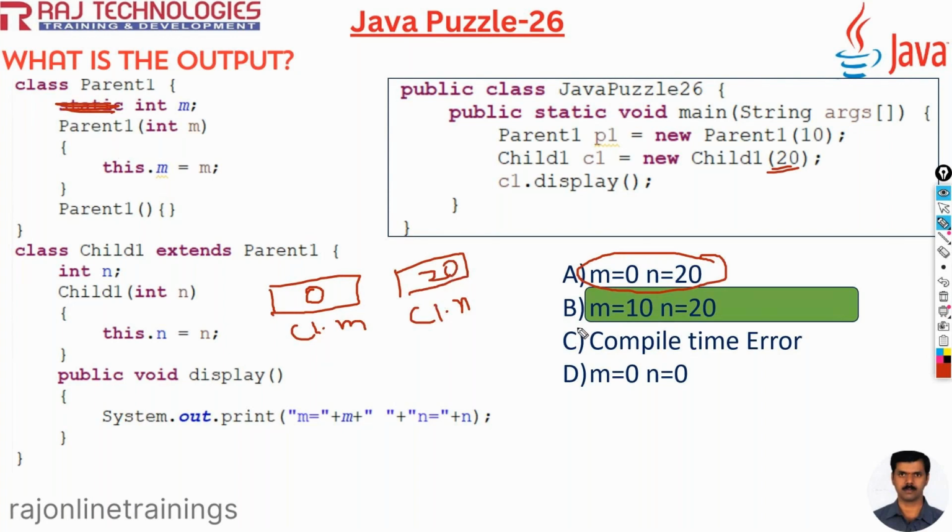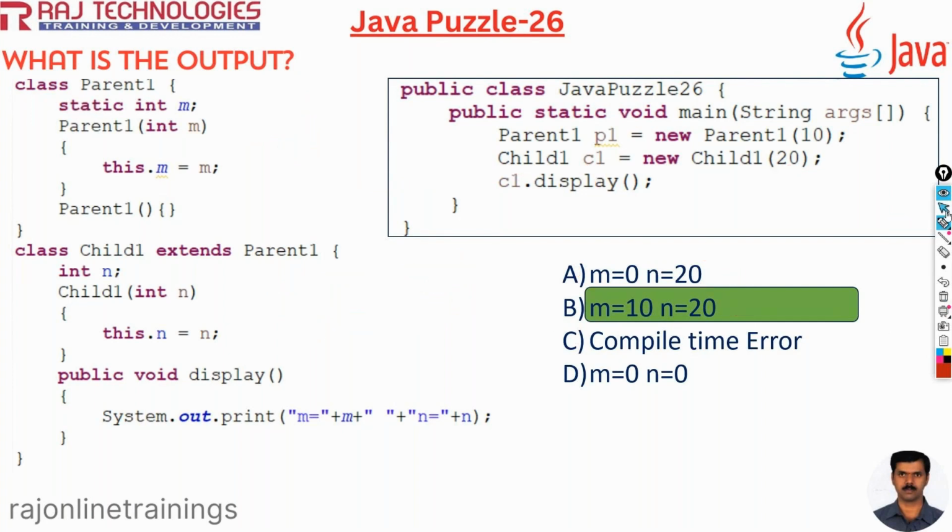So if it is not static, the output will be 0, 20. Since it is static, it is going to allocate only one memory for m, and whatever value it contains, this value can be taken by your c1 object as well. So for this program, the correct output will be B option, 10 and 20. Please recap it so that you won't get confused, and practice it on your system.